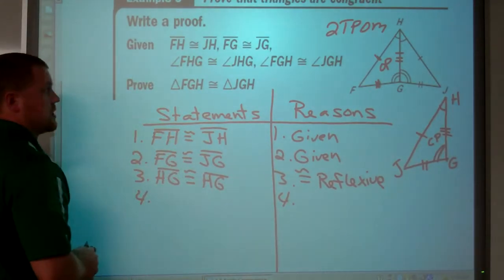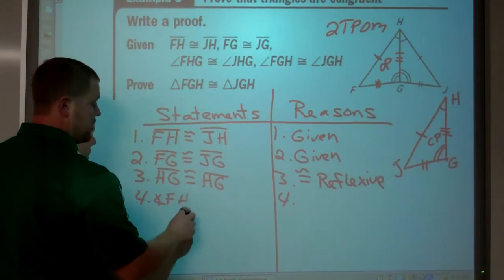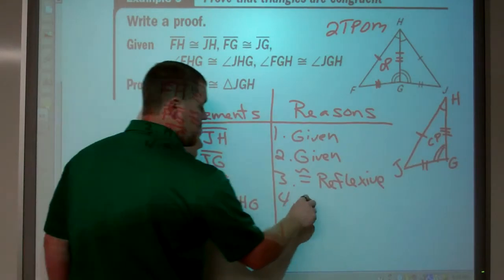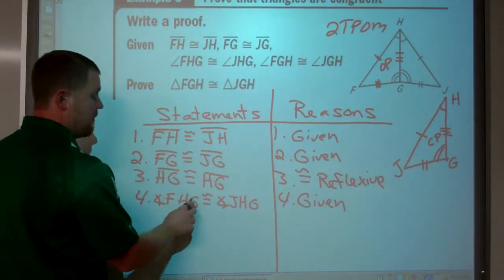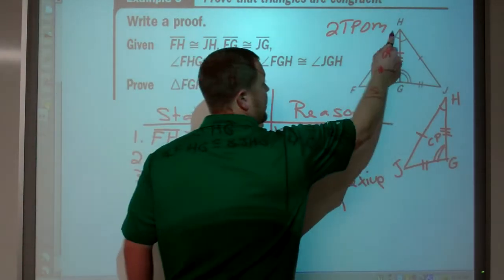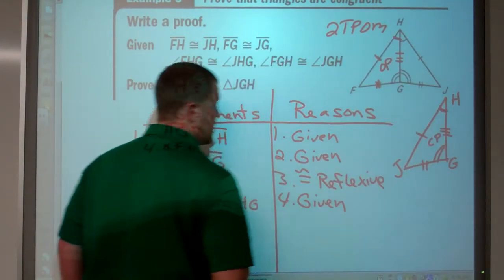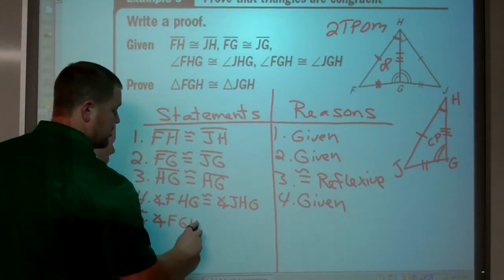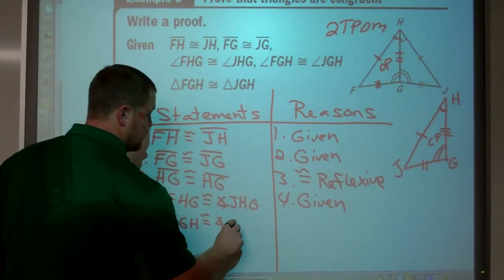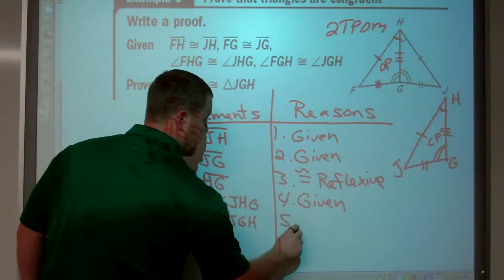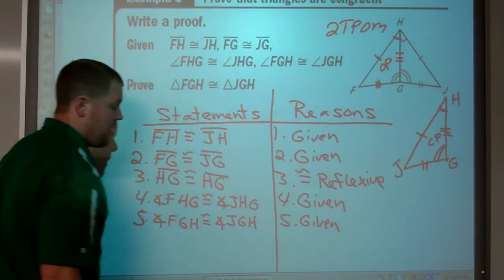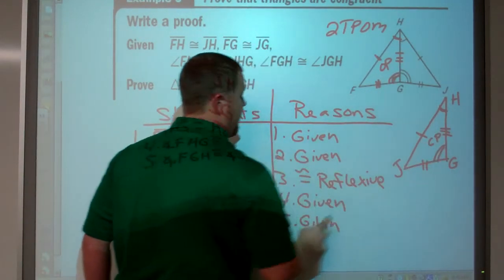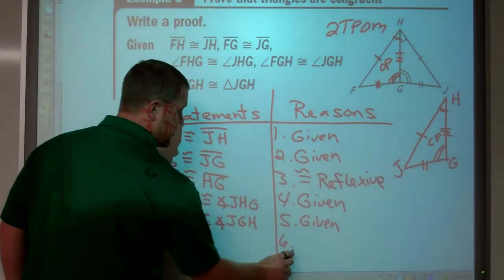Now angles, can we get those congruent? Well, we have angle FHG congruent to angle JHG. That's given. FHG, that's this angle, and that angle. Yep, they're congruent. Angle FGH is congruent to angle JGH. That's given. Okay, angle FGH and JGH. Double arc, double arc.